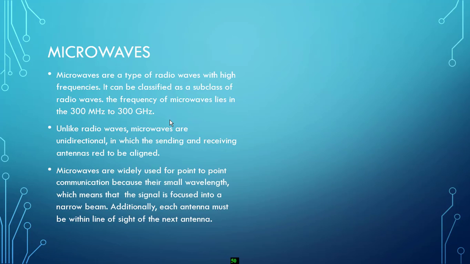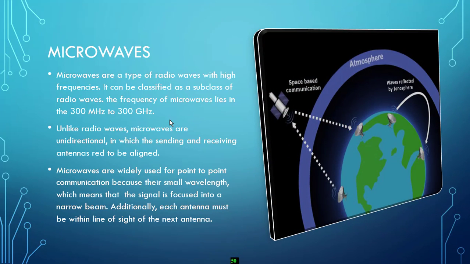Microwaves are widely used for point-to-point communication because of their small wavelength, which means that the signal is focused into a narrow beam. Additionally, each antenna must be within the line of sight of the next antenna. When wavelength is small, then we can give the direction. This is the example of microwaves. You can see the point-to-point communication, or you can say line of sight communication between satellite and Earth.